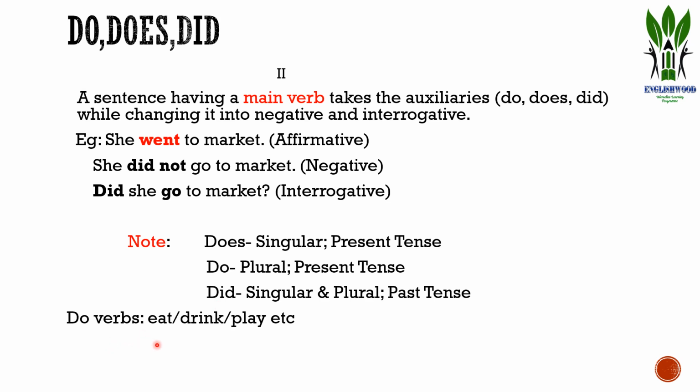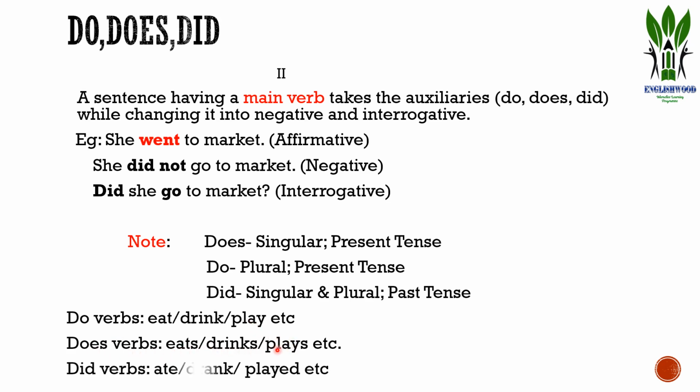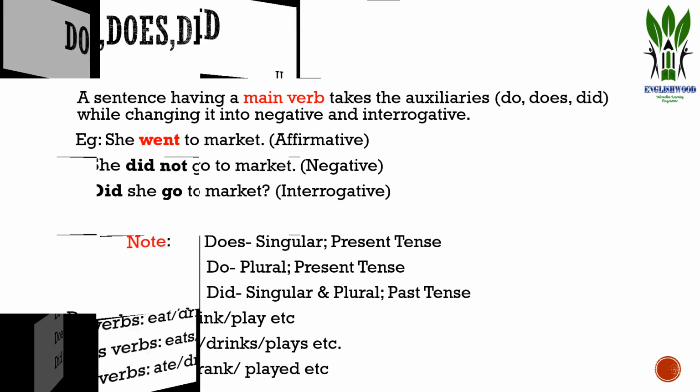Do verbs are, for example, eat, drink, play, do. There is no confusion, very easy to identify. Eat, drink, play, they are do verbs. Same thing, does verbs: eats, drinks, plays. Whereas ate, drank, played become the did verbs. So in this way you identify them and change them into negative and interrogative.